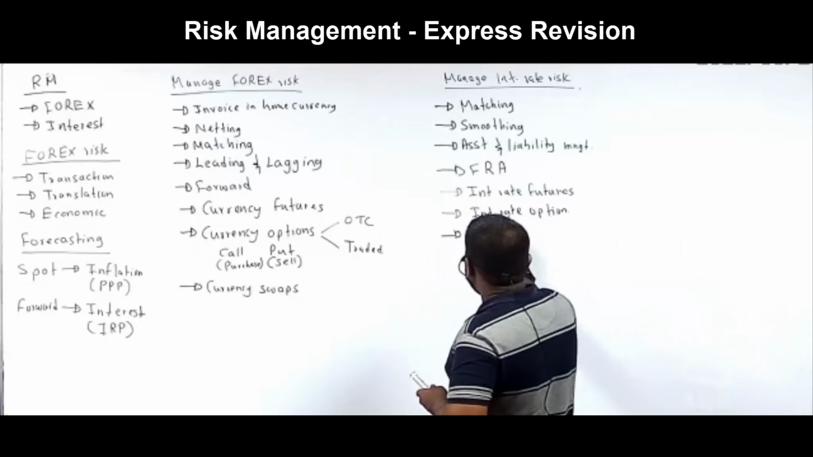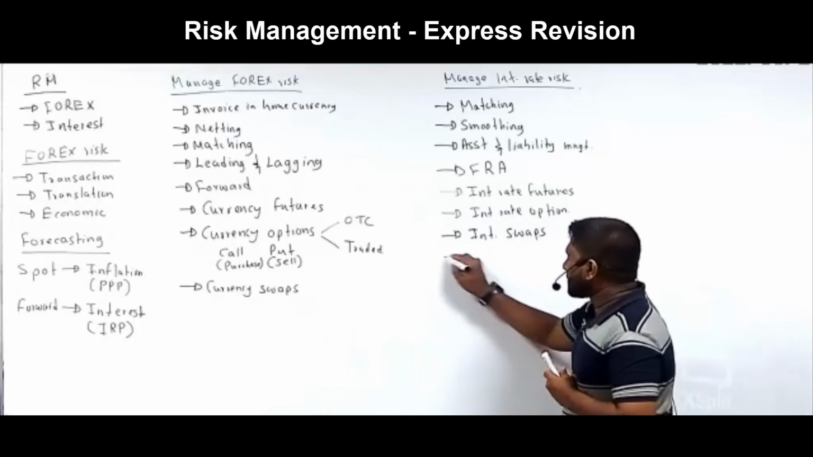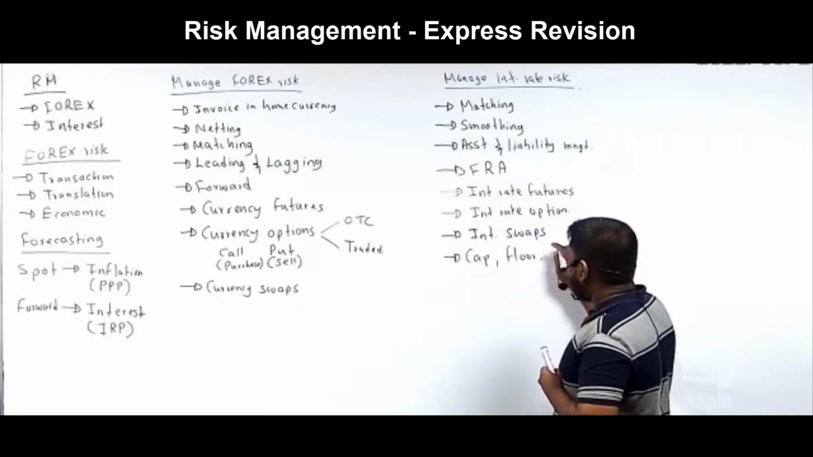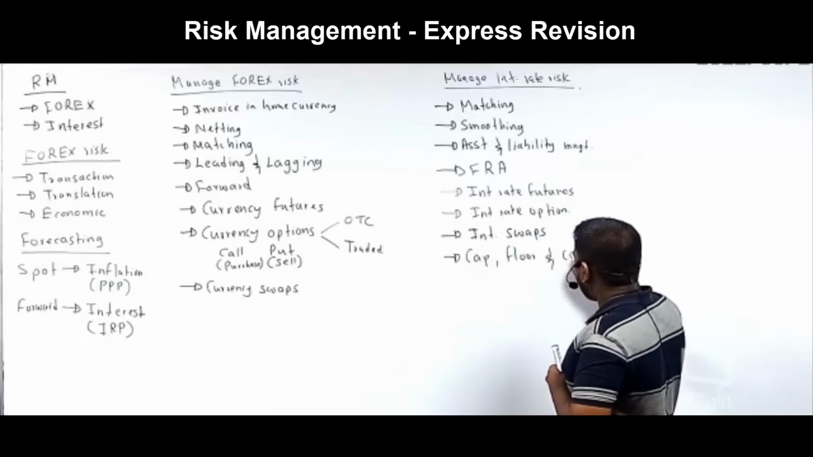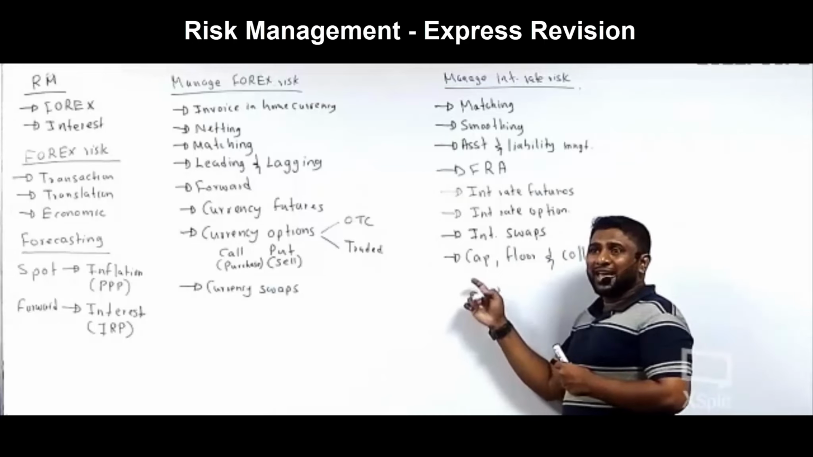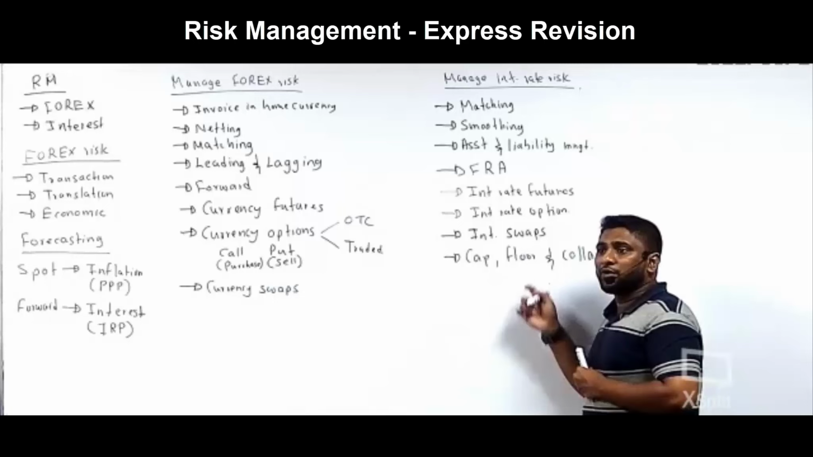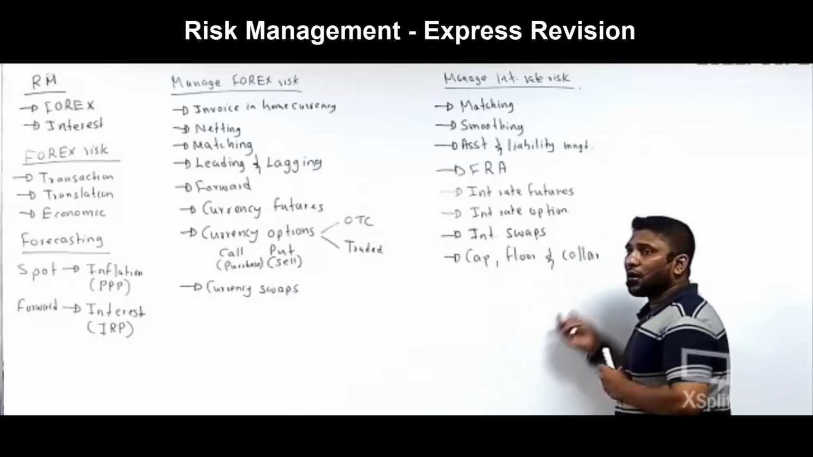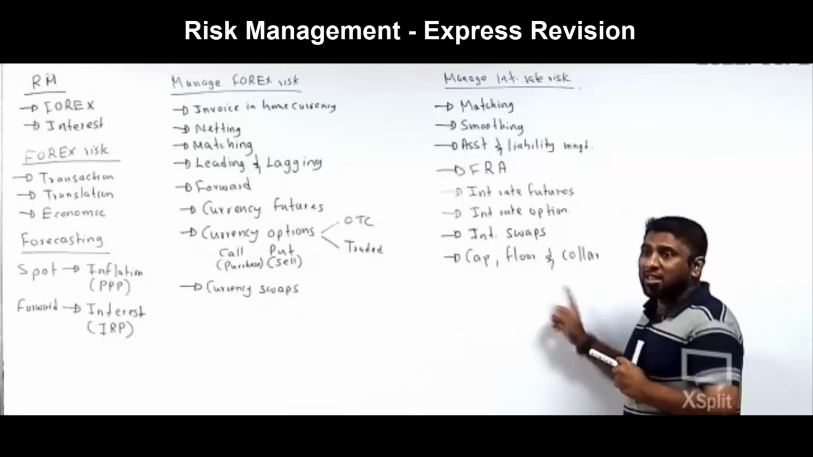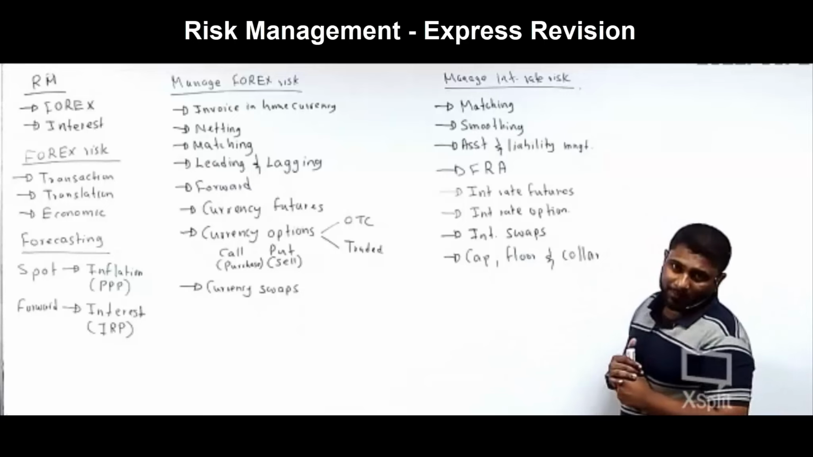And guys, we moved into the next one. Interest rate swaps we learn. And guys, we learn cap, floor, and collar. Always borrowers will expect a cap. Always depositors will expect a floor. If you buy a collar, you will get the cap and floor both together. Borrowers will keep the cap, they will sell the floor. Depositors will keep the floor, they will sell the cap.